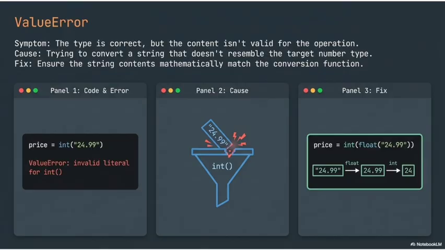The fix requires two steps. Strip the non-numeric characters first, then convert. So remove the dollar sign with .replace("$", ""), convert to a float for the decimal, then to an integer if you need a whole number. The visual shows the pipeline: "$26.99" converts to a float 26.99 and then an integer 26. Always validate that your string contains only the characters the target number type can handle before converting.